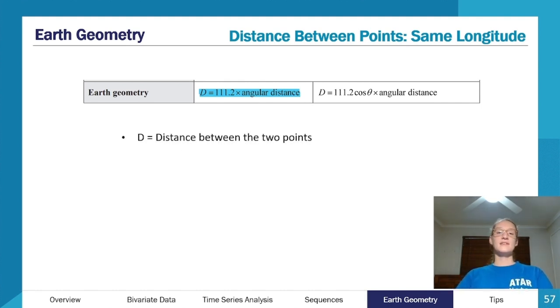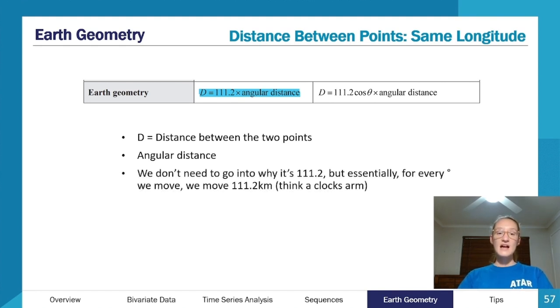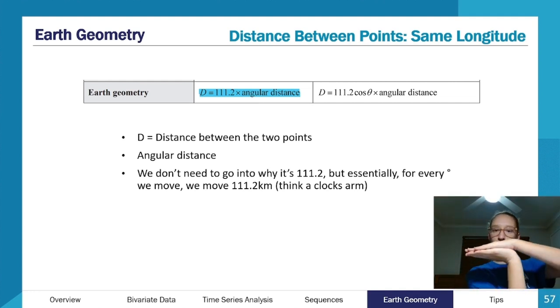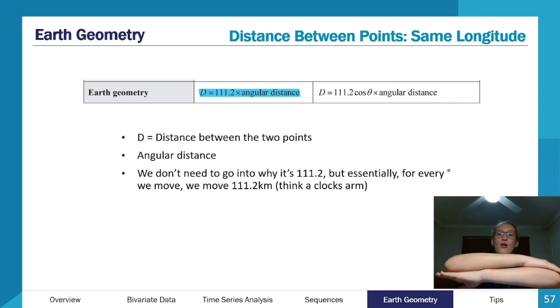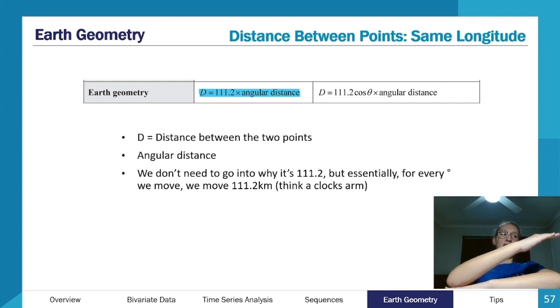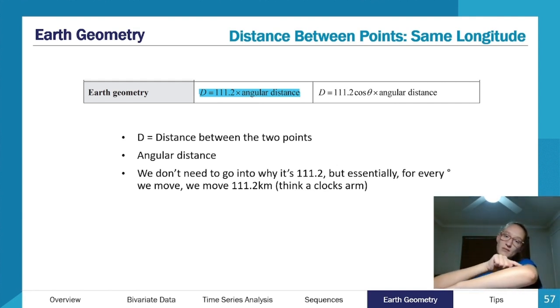So D, again, is the distance between two points. Angular distance is sometimes referred to as AD, and the 111.2, we don't need to go into that a lot, but essentially what that's saying is that for every degree that we move away from the equator, we're moving 111.2 kilometers. So think of a clock arm. If I just moved the clock arm 1 degree, that means the distance here has moved 111.2 kilometers.